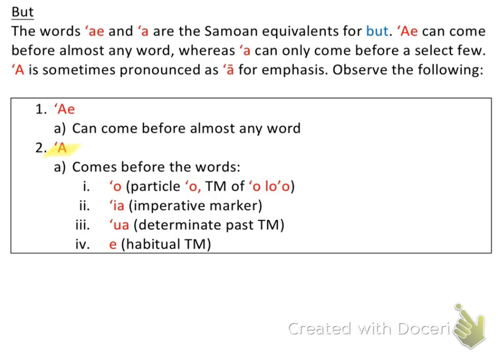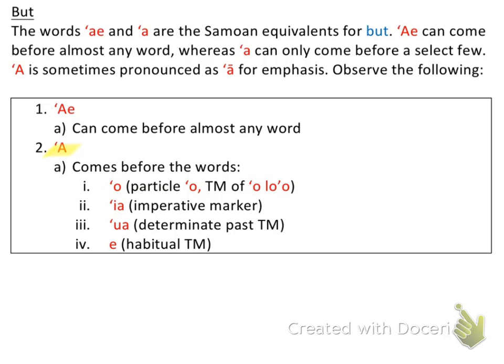Then you can also use ae, and this can only come before these four select words, okay? And you'll notice that most of these are tense markers, with the exception of number 2, that's the imperative marker. But the first one that we can use with the ae form is the particle o. So that can be the particle o, or it can be the tense marker o lo'o. Okay, either one. So if I have the tense marker o lo'o or the particle o, and I'm trying to use but, then I want to use this ae form.